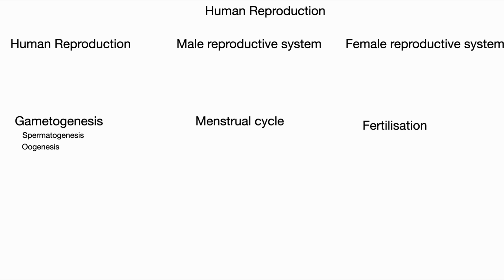Why is it swimming and going? It is swimming and going to meet the ovum. Now, from the ovary, the secondary oocyte or ovum is released. That also reaches the ampulla of the fallopian tube.